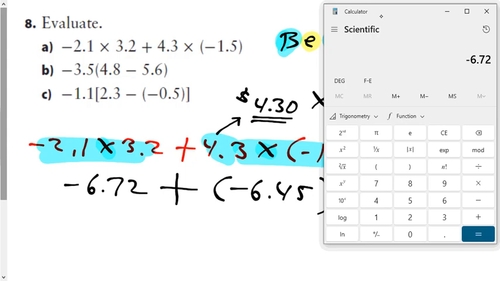6.472 negative plus 6.45 negative equals negative 13.17.